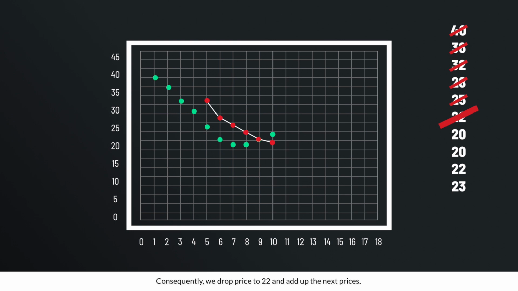Consequently, we drop the price of 22 and add up the next prices. The total is 20 plus 20 plus 22 plus 23 plus 24 equals 108, which yields an average of 21.8. Move down a price again to get the next average. Next dot is 20 plus 22 plus 23 plus 24 plus 25 equals 114. This gives us 114/5 equals 22.8.